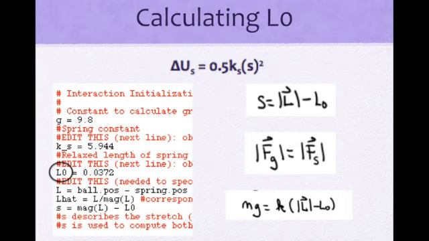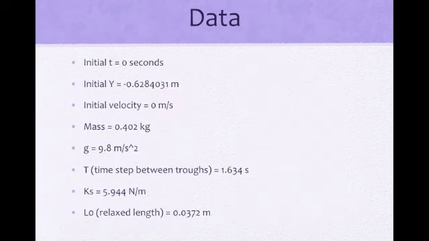Next, we need to calculate the relaxed length of the spring. In the delta US equation, S stands for the change in length of the spring. It's the difference between the known length of the spring, 0.7 meters, and the initial length. We also know at static equilibrium that the magnitude of the spring force equals the magnitude of the weight force. By substituting the values, we end up with a value of 0.0372 meters as the relaxed length of the spring. Here's a summary of all the data that we know. This will all become important as we continue to write the necessary code for the model.